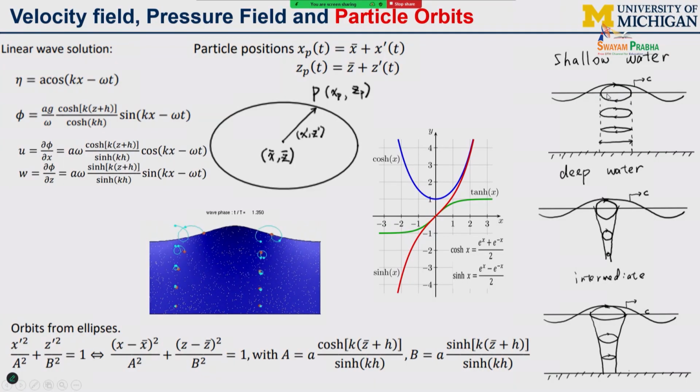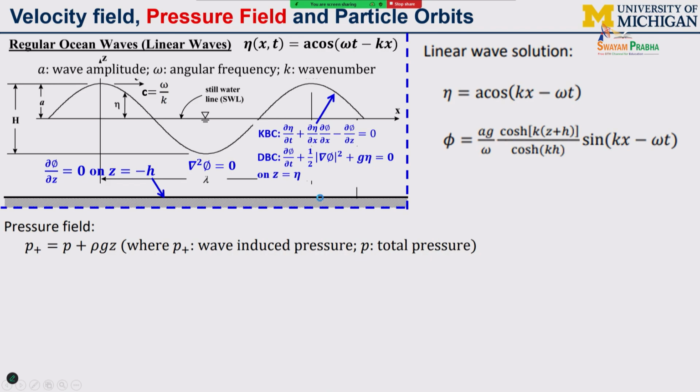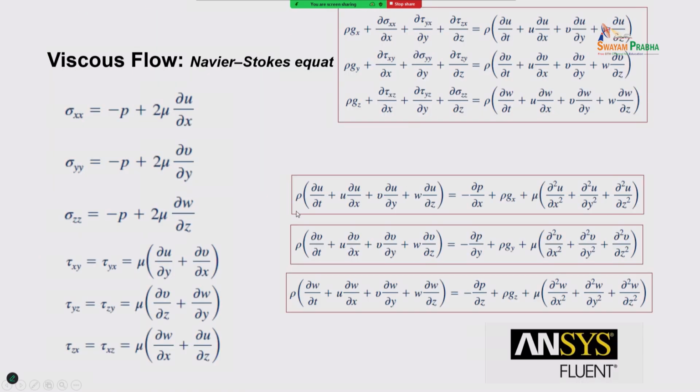So this is linear wave theory. If you follow this linear wave theory, there are approximations, right? For example, the wave amplitude compared with the water depth is small, right? And also the wave amplitude compared with the wavelength is small, okay. So it is small wave theory at the beginning.